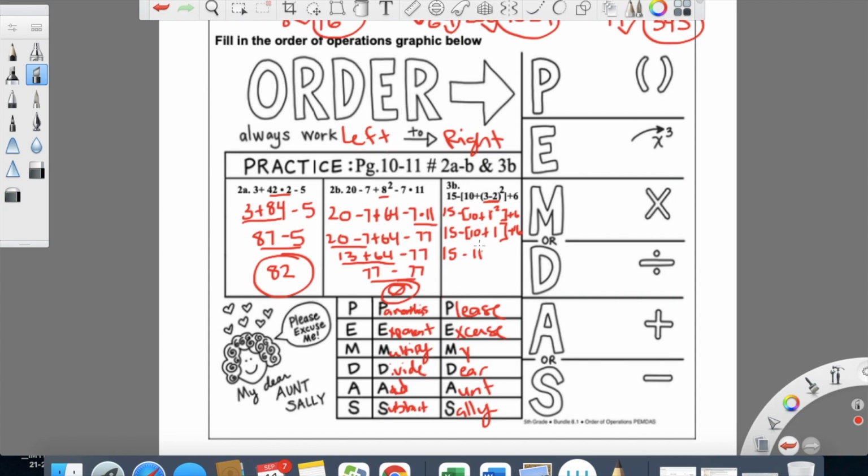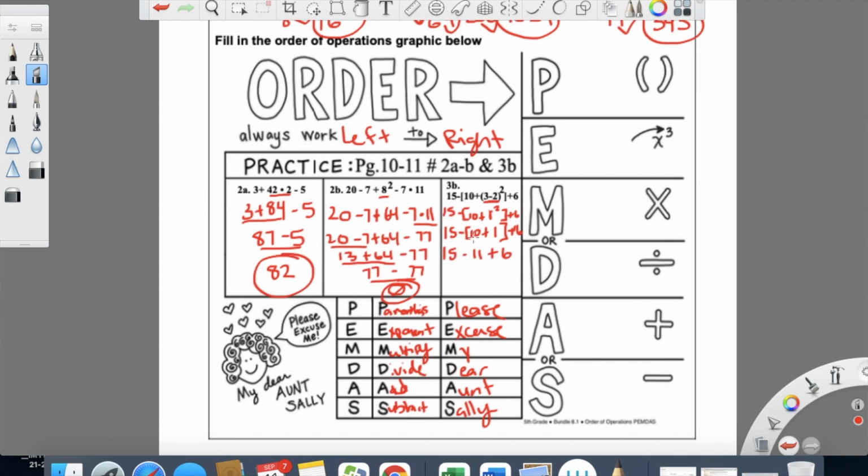And I can drop the parenthesis now. I don't need it anymore. And if you notice, I dropped that parenthesis up here when I did 3 minus 2. I didn't need it anymore. I just dropped them. So once you've simplified and you're down to one number, you really don't need the parenthesis anymore. You can drop it away.